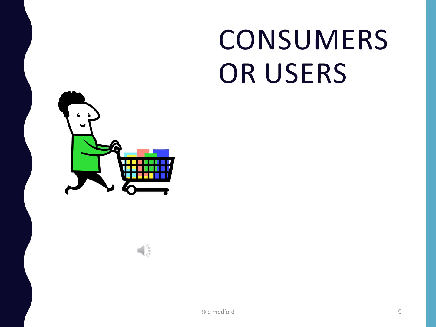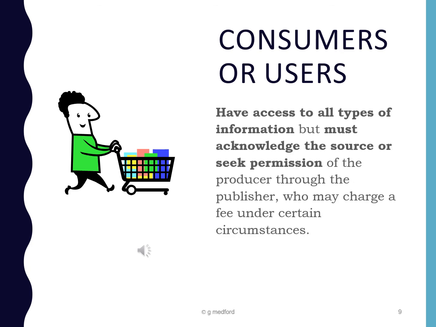The next group of persons we're going to look at is consumers or users. At some point, all of us have been consumers or users. Consumers and users have access to all types of information. However, in keeping with intellectual property laws, we must acknowledge the source or seek permission, for example from the producer or the publisher, to use the works, and in some instances a fee may be charged. As consumers, we seek permission or acknowledge the source, and this is in keeping with protecting the economic and moral rights afforded under the intellectual property law.